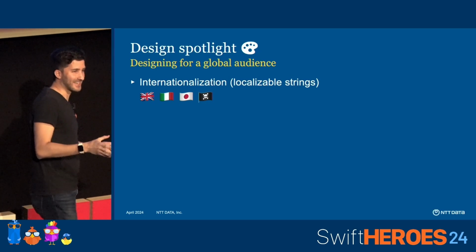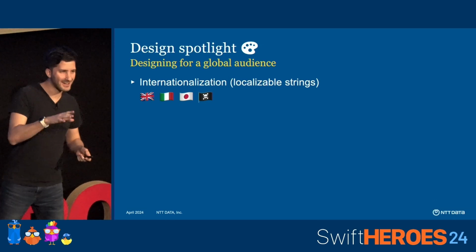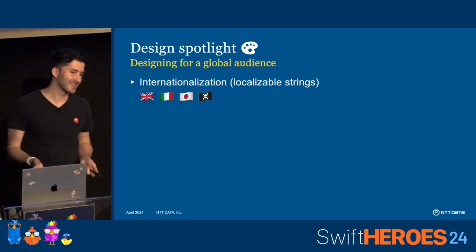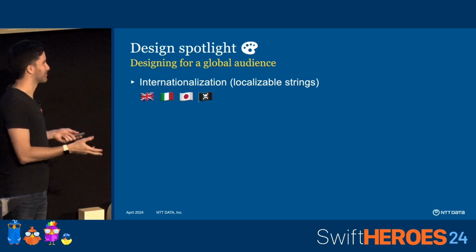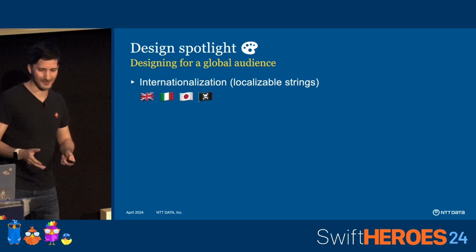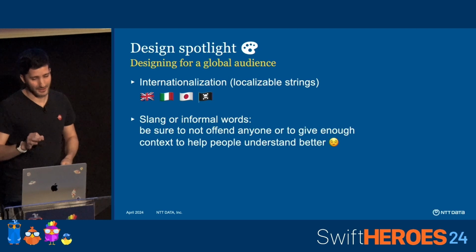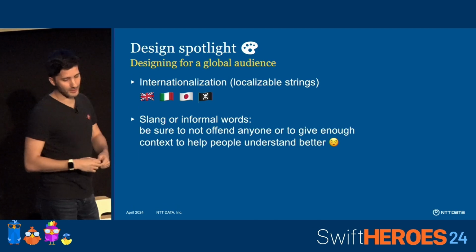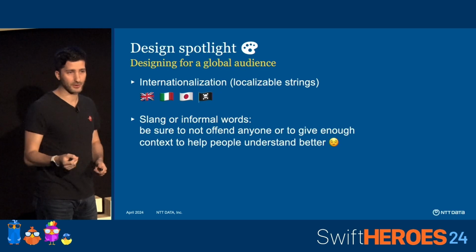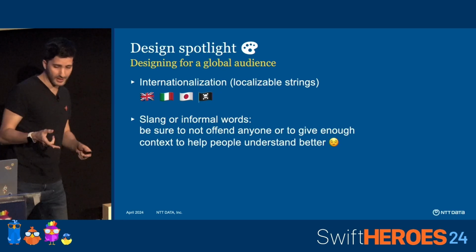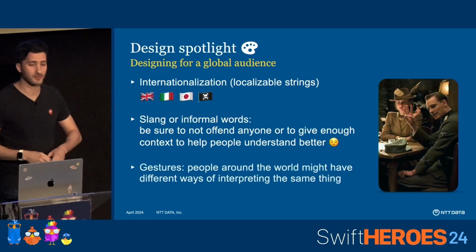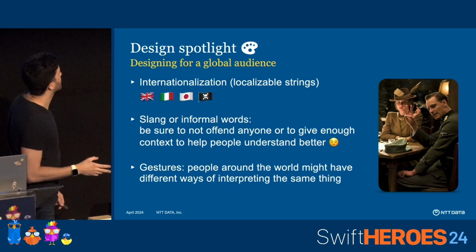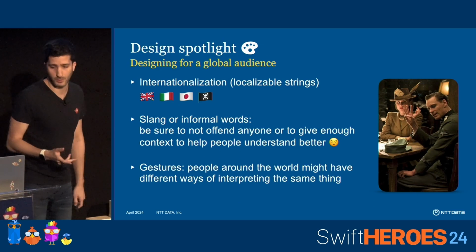I tried to speak Chinese and I probably misspelled some words, and I know there are Chinese people in the audience, but this really isn't a way to be accessible if I gave my talk either in Chinese or in Italian. We should be careful about using slang or informal words in our app, because we should be sure that we are not offending anyone and that we are giving enough context to help people understand better. And also be careful about using gestures, since the same thing could have different meanings around the world.